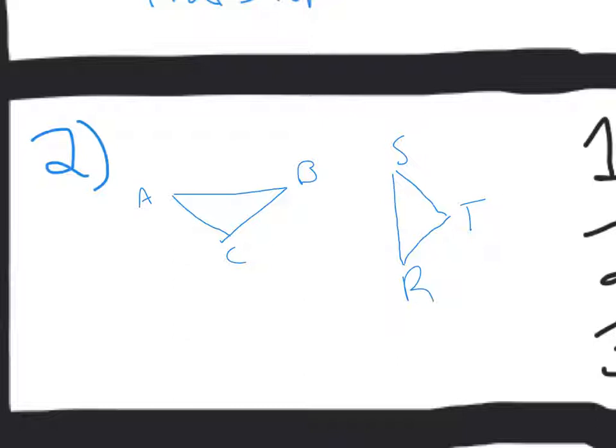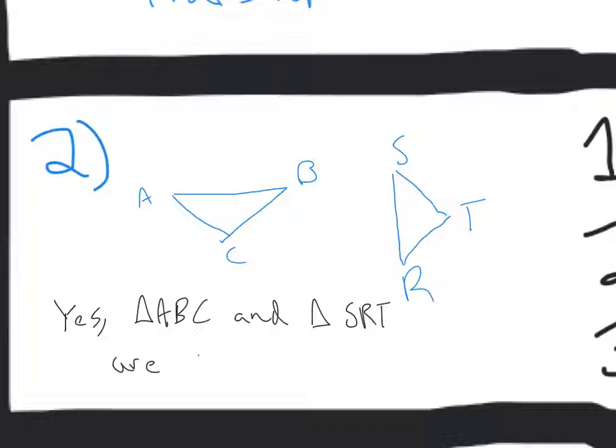Explain your reasoning. Well, if I was a perfect artist, these two shapes are actually congruent. So I would write, yes, triangle ABC and triangle SRT are congruent.